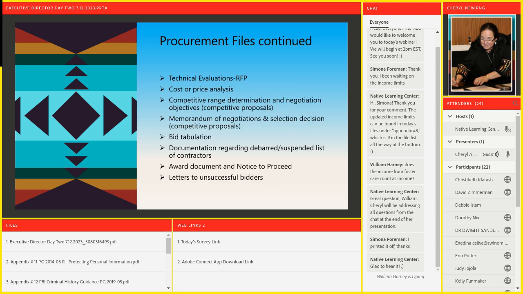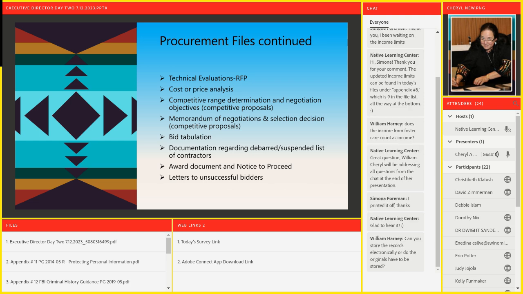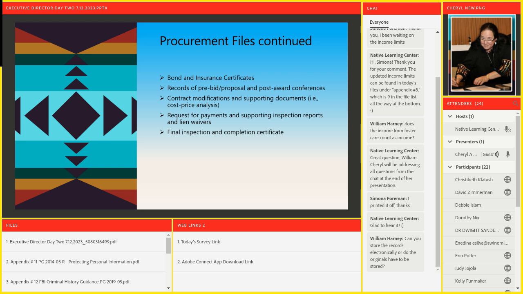Your technical evaluations for your requests for proposals, your cost and price analysis, competitive range determinations and negotiation objectives for your competitive proposals, your memorandums of negotiation and selection for your competitive proposals and your selection decisions, your bid tabulations, your documentation regarding your debarred and your suspended list of contractors. Take a screenshot of that to make sure that you have those. Award document and notice to proceed, and you always have to send those letters to your unsuccessful bidders.